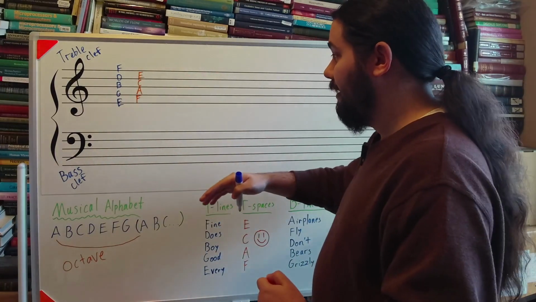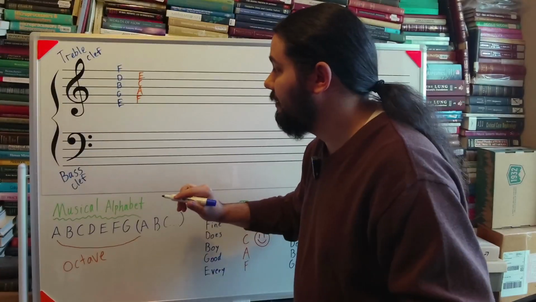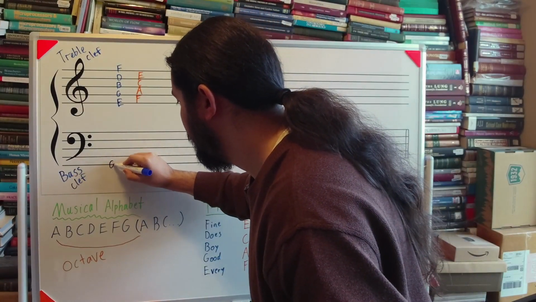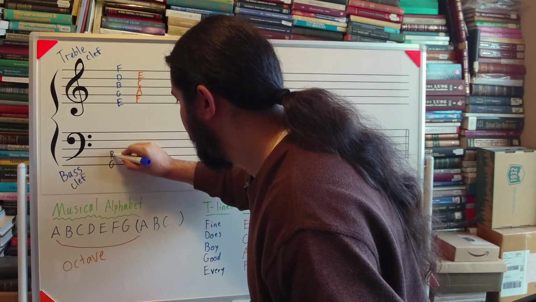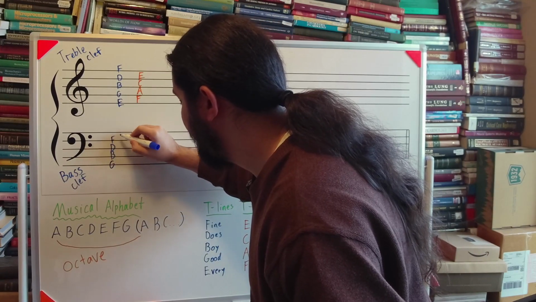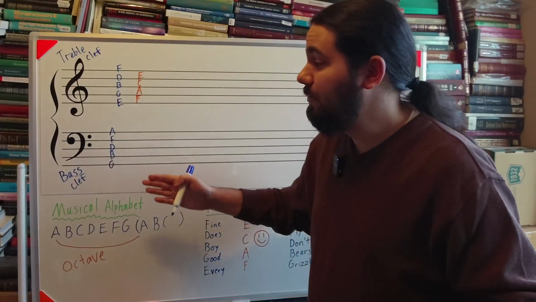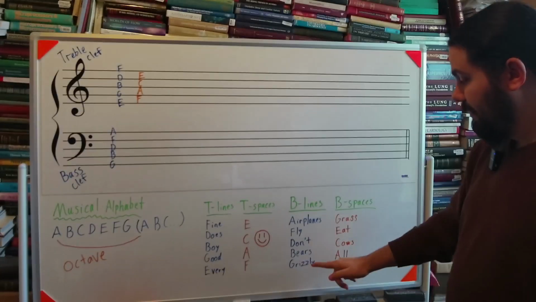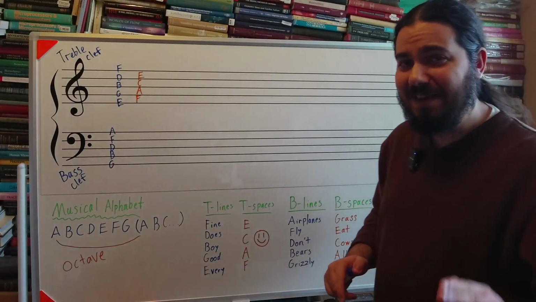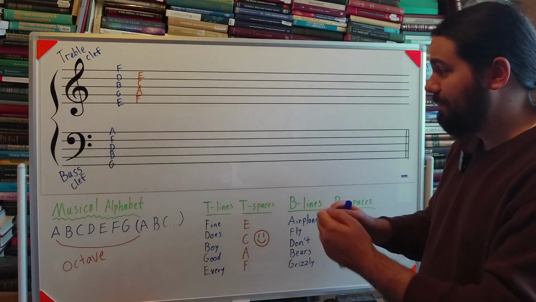Now, if we go down to the bass clef, we're going to use, again, the blue marker to denote the lines. We're going to start off with G, then B, D, F, A. And the phrase that I like to use for this is, grizzly bears don't fly airplanes. Again, feel free to make up your own if you want. That's just the one that I like using the most.